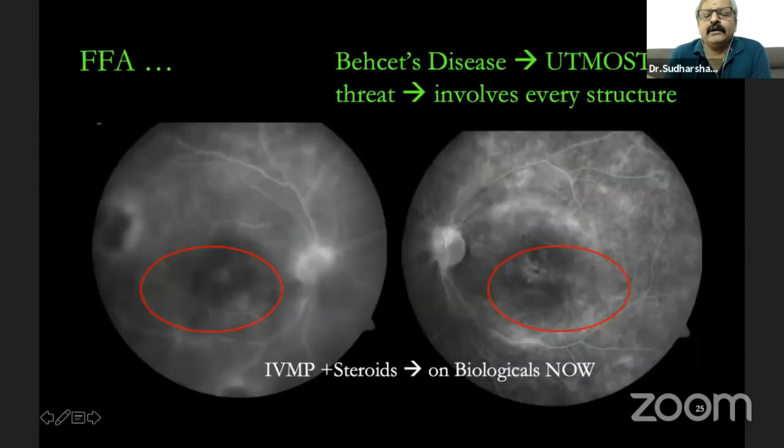Retinal involvement in Behçet's is a giveaway. It is the only non-infective condition where you can get retinal involvement. FFA confirmed the diagnosis, and this patient is on biologicals now.